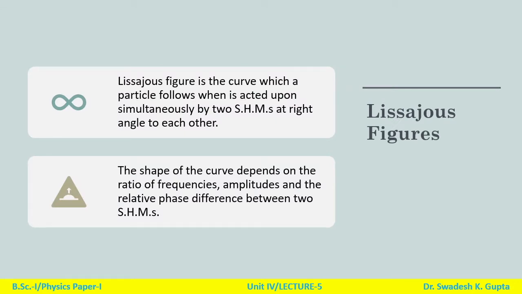Now there is one term which is called Lissajous figure. Lissajous figures are the curves which a particle follows when it is acted upon simultaneously by two SHMs in perpendicular directions. So when a particle is under two SHMs in perpendicular directions, it shows a curve which it follows, and that curve is called a Lissajous figure.